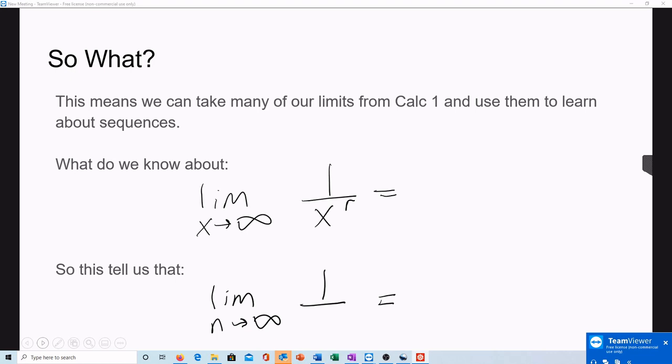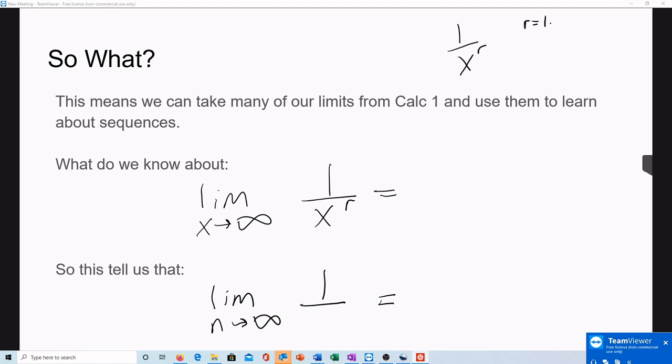Okay, so what does that mean in terms of actually using some of these? Here's an example. We have the limit of the function 1 over x to the r, where r is just some number. All right, so we know about these functions. So what you should be thinking to yourself right now is, what do I know about 1 over x to the r, where r is a number? Well, we could try a couple of these.